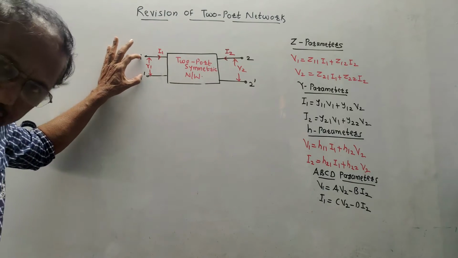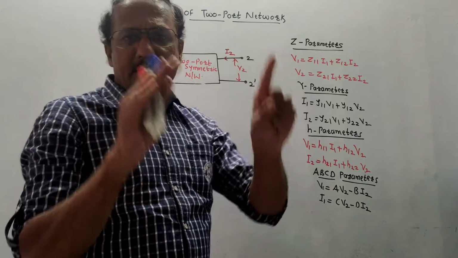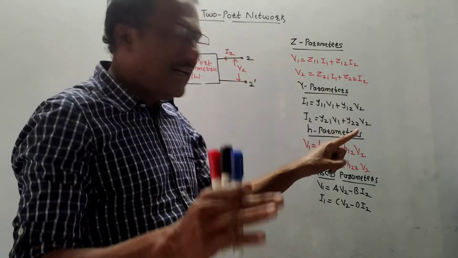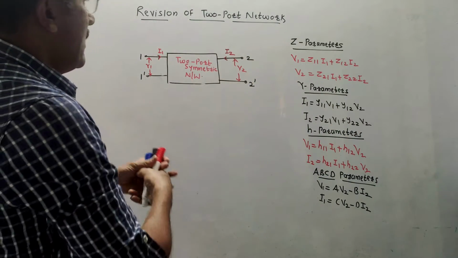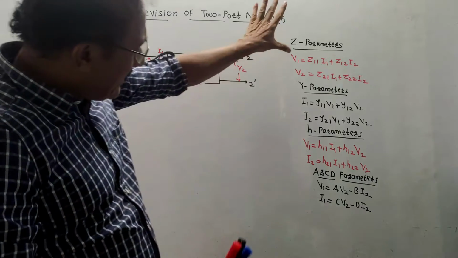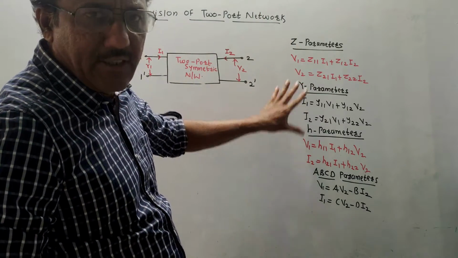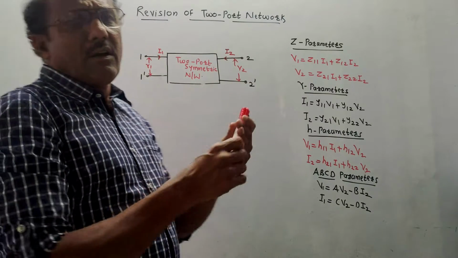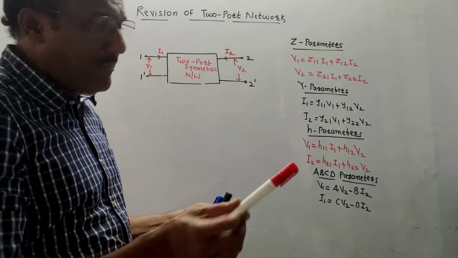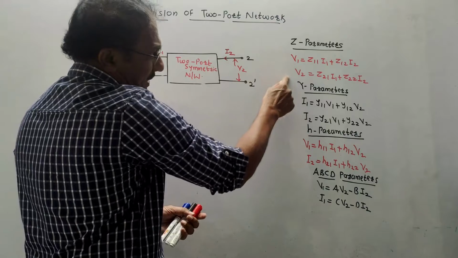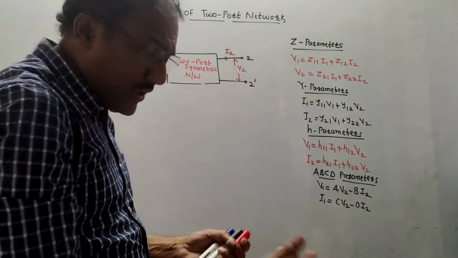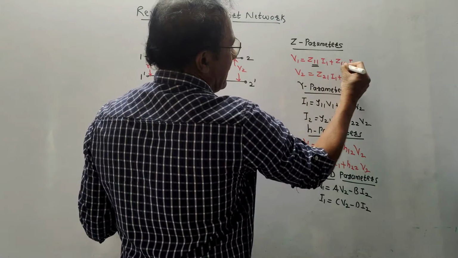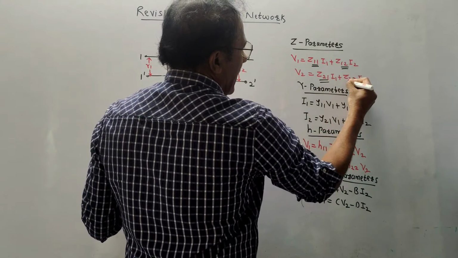V1 is input voltage. Another name to this is driving point voltage. V2 is output voltage. Another name is load voltage. So, as I said, these are the defining equations of the parameter. Now, how to attempt the derivation? If the question is like this, derive the defining equations for Z parameters, then you should know these defining equations. You have to derive the parameters. That means you have to derive values of Z11, Z12, Z21 and Z22.